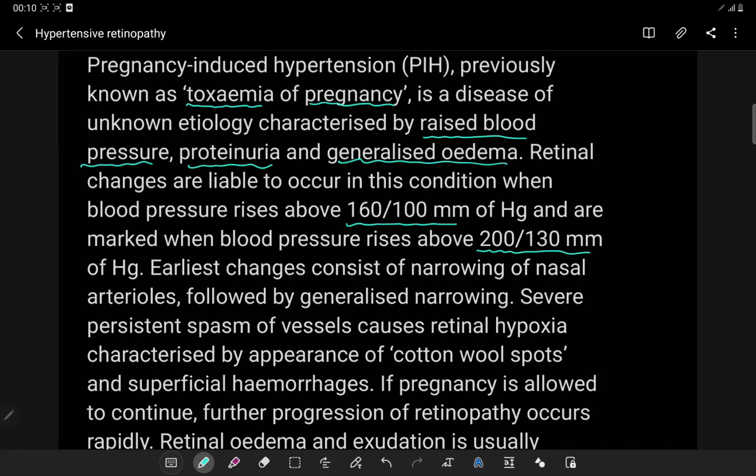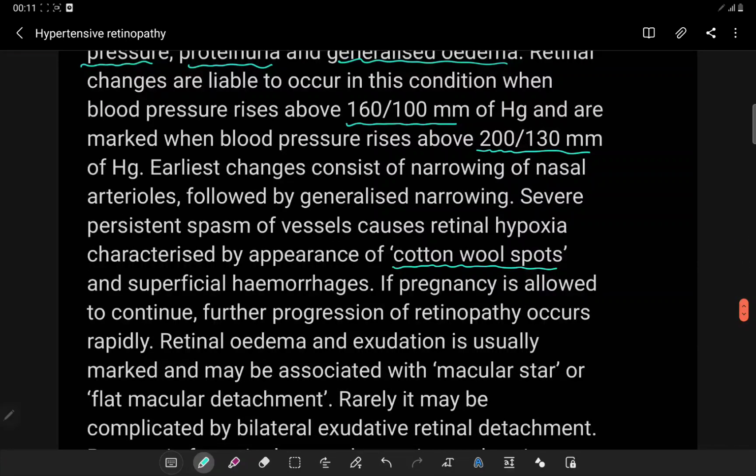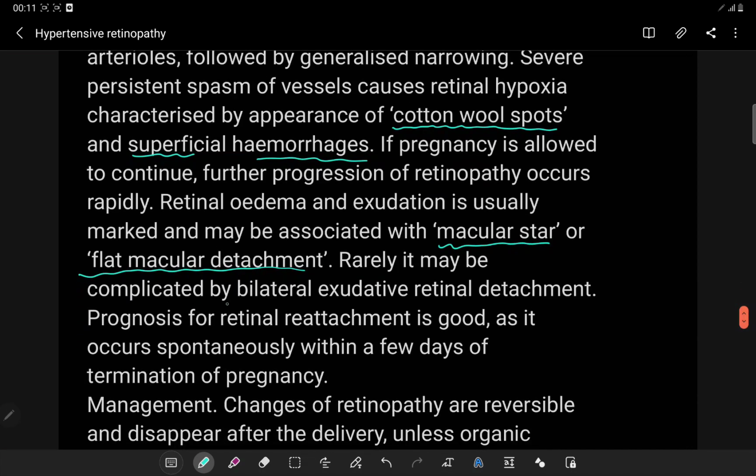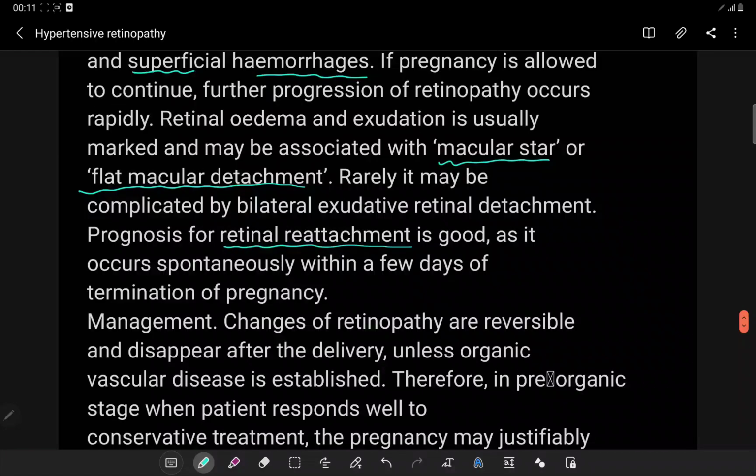Earliest changes consist of narrowing of the nasal arterioles followed by generalized arteriolar narrowing. Persistent spasm of the vessel causes retinal hypoxia characterized by cotton wool spots, which are infarcts of the retinal nerve fiber layer, and superficial hemorrhages. If the pregnancy is allowed to continue, further progression of the retinopathy occurs rapidly. Retinal edema and exudation is usually marked and may be associated with a macular star or flat macular detachment. Rarely it may be complicated by bilateral exudative retinal detachment.